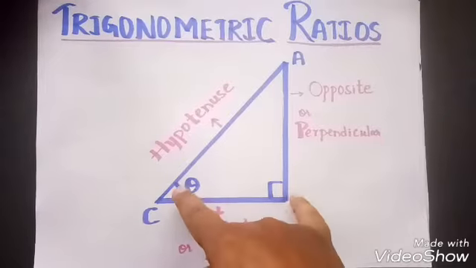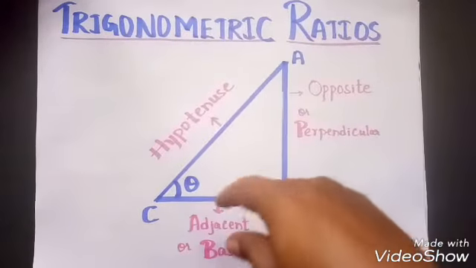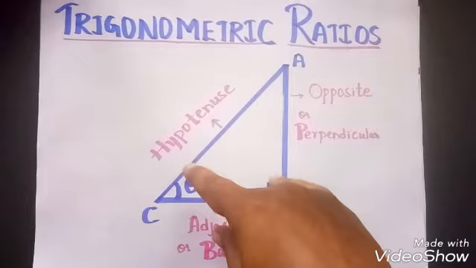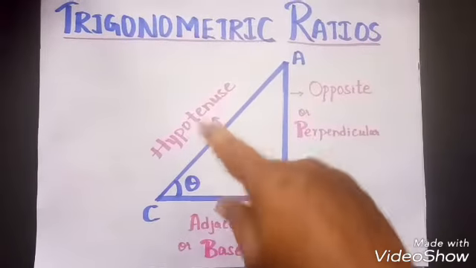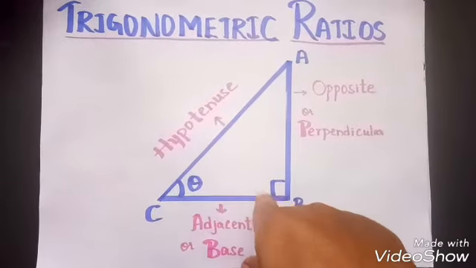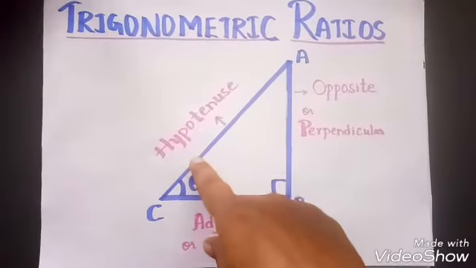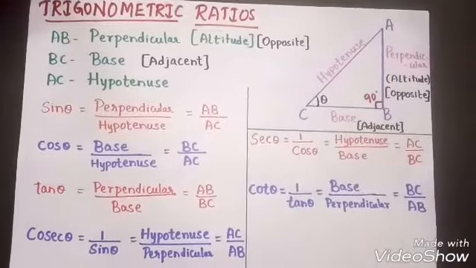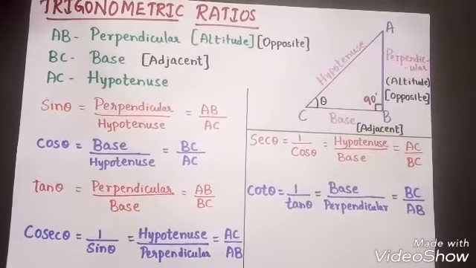And the longest side in a right triangle, which is opposite to this 90 degree angle, we call the hypotenuse. So the hypotenuse is the side which is opposite to the 90 degree angle. Now we'll learn the different trigonometric ratios.